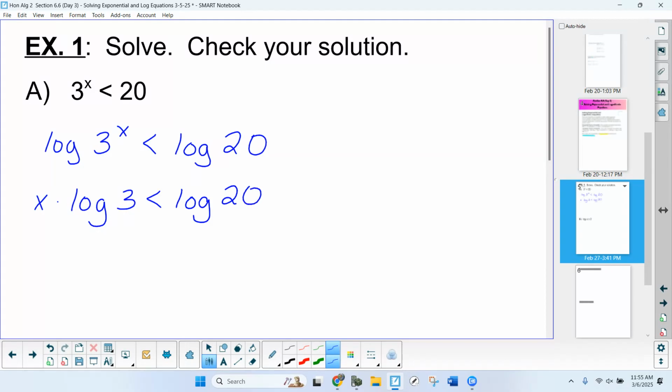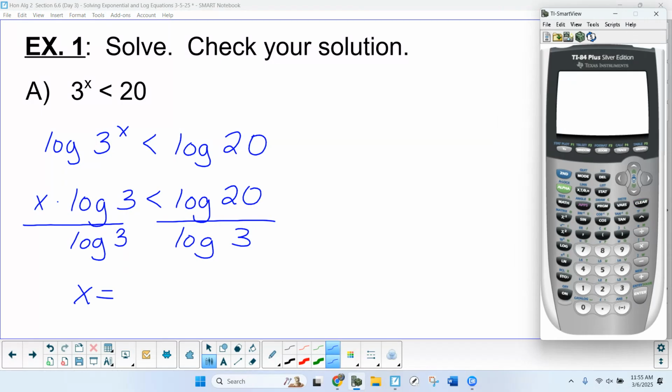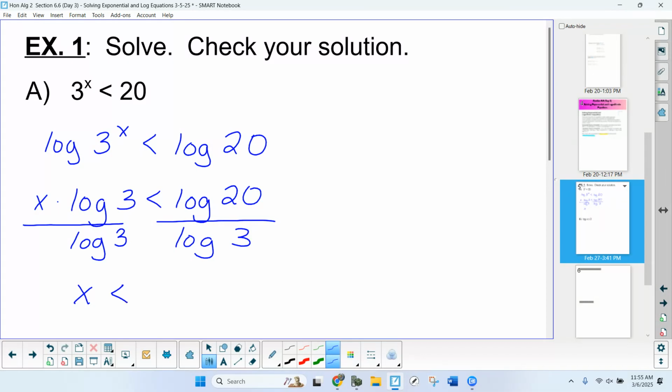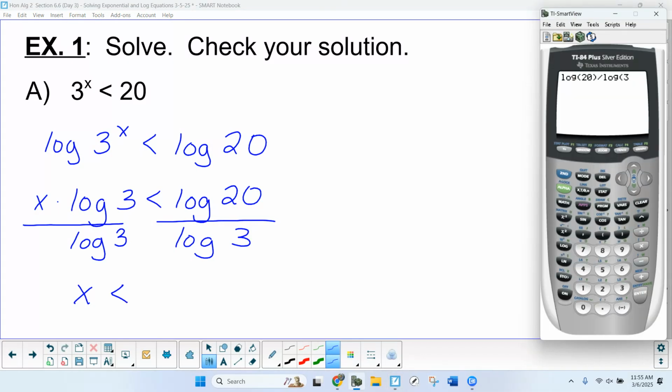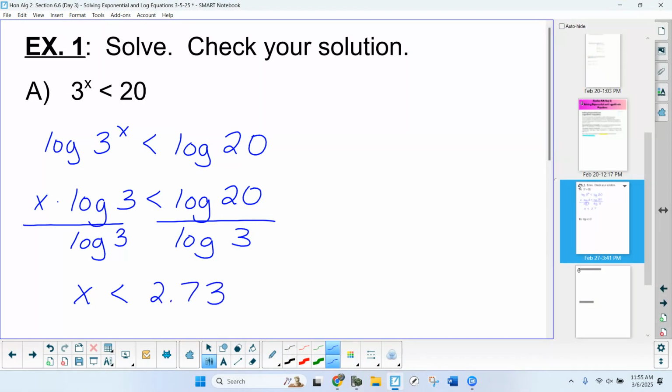What do I do now to get the x by itself? Divide by the log of 3. And now this is just calculator work. Just remember when you do the log of 20, you have to close that parenthesis, divided by the log of 3. It's not equals, it's x is less than. And what do you guys get when you do that? 2.73. Okay, so x is a number less than 2.73.